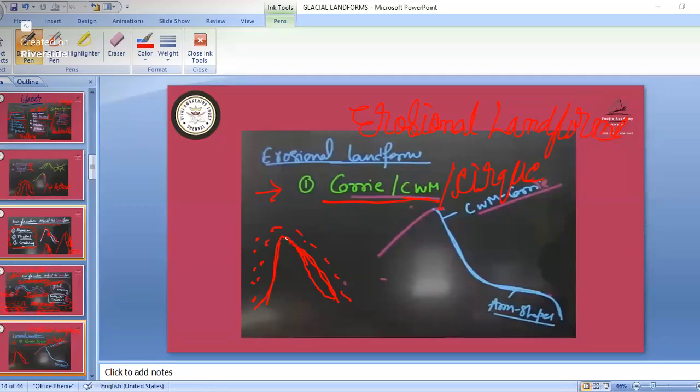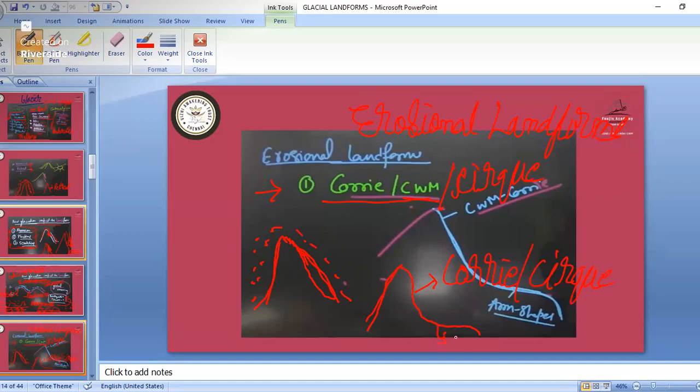Then what happens? Because of the erosional activities, these particles' shape became like a chair type. So this particular landform is known as what? Quarry, or we also call it a cirque. Quarry or cirque.